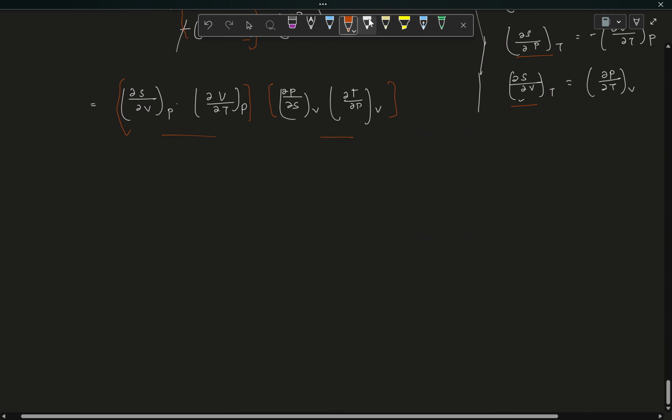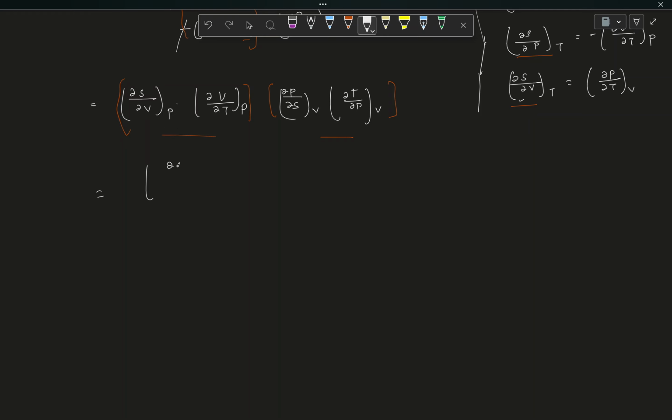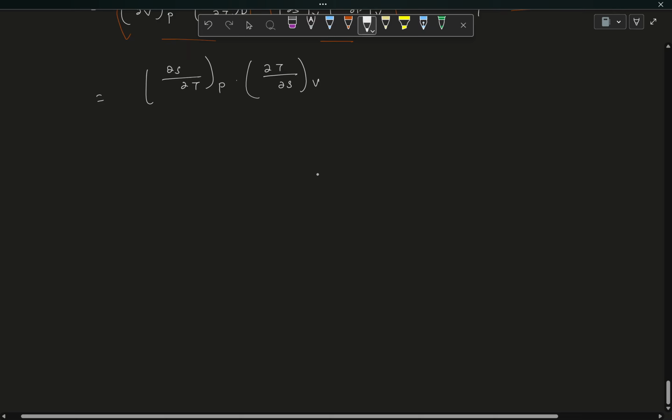Now what you have, this del V is common at constant P, so you merge them together, and this is del S del T at P constant. Similarly, you have del P common, you merge them together and you have del T by del S at V constant. Now these terms look somewhat familiar, because they both have del S del T at constant P, and the second term is just the inverse of del S del T at constant V.